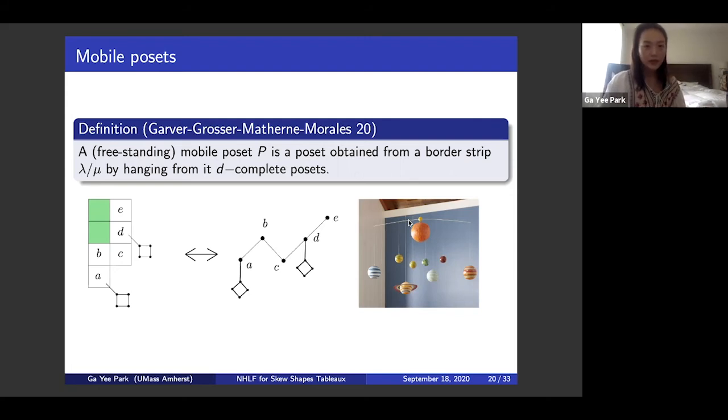And we are going to be talking about freestanding mobile, which means that we are only hanging it downward like this. So we fix the direction.